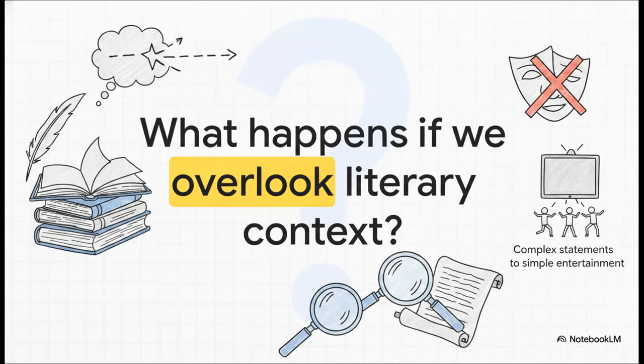Which brings us to our final provocative thought for the day. What actually happens to works of literature if we completely overlook their biographical and historical contexts? Well, we risk missing brilliant social critiques. We reduce incredibly complex, courageous social statements into simple, flat entertainment. By mastering these lenses, you aren't just reading a book anymore. You're having a conversation with history. Class dismissed, and hey, keep looking for those hidden layers out there.